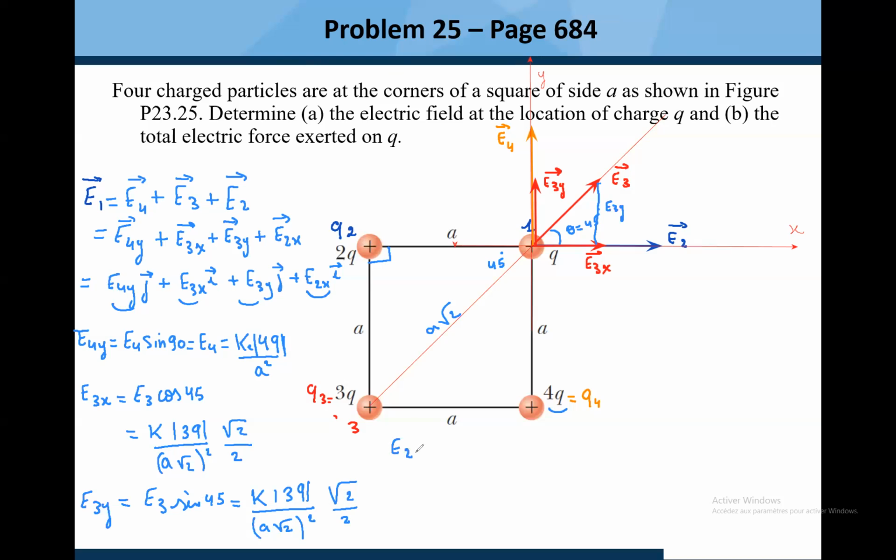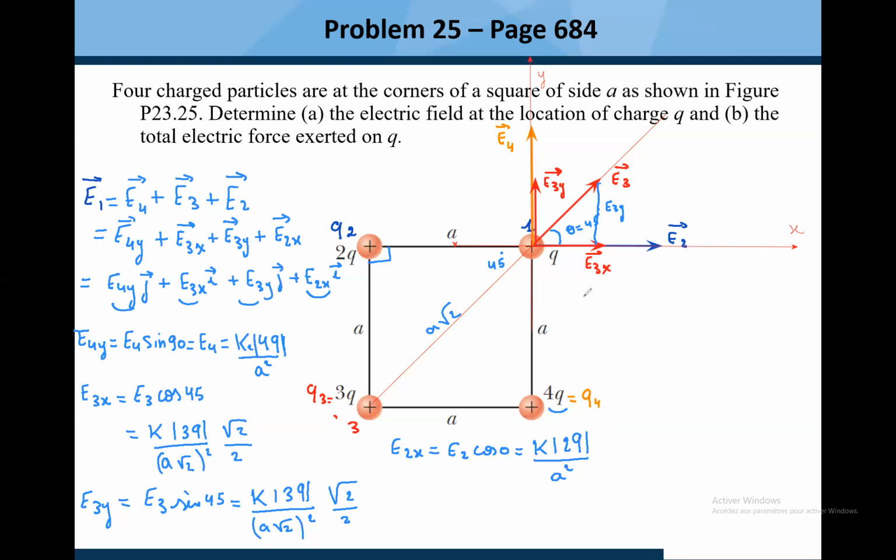E to x. E to x, it's here. E to x is the same. It's the same like E2 equal E to cosine 0 equal K. Q2 equal to Q divided by the distance square equal A square. Excellent. We have all the values.